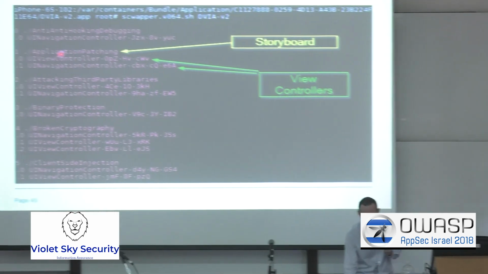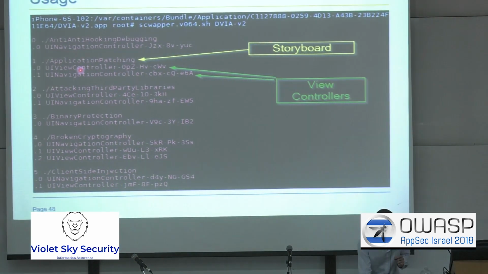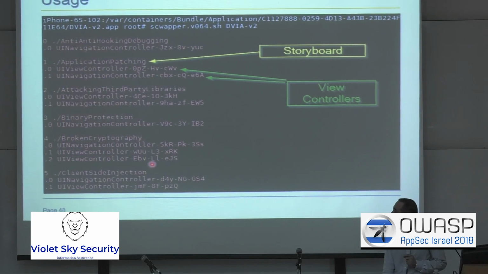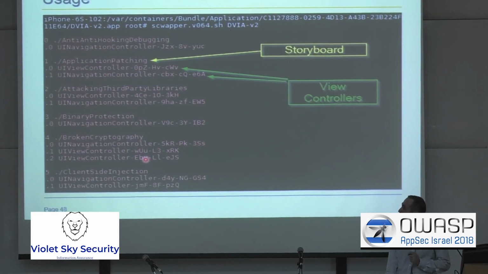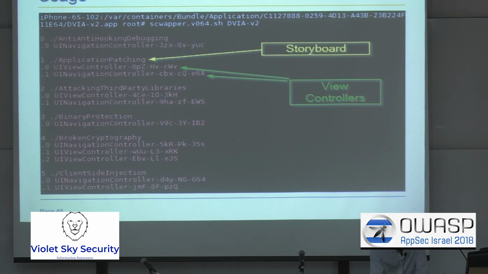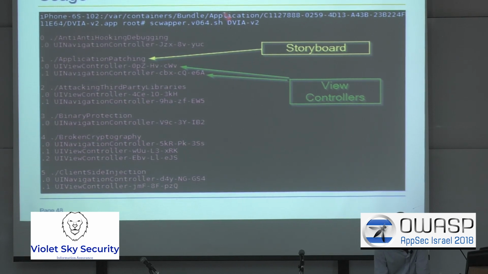So this is an example of how Swapper's output looks. You have here the storyboards, 0, 1, 2, 3. These are the storyboards. These are the view controllers. And we see that a lot of the time view controllers have names that are not very indicative. So this is how important it is that it displays them in the context of storyboards. Now, the application that you see here is the vulnerable iOS application. In this case, this is a Swift application, so it also works with Swift.